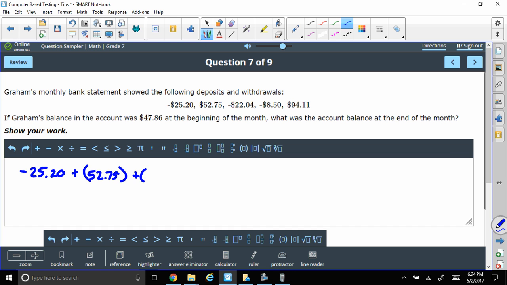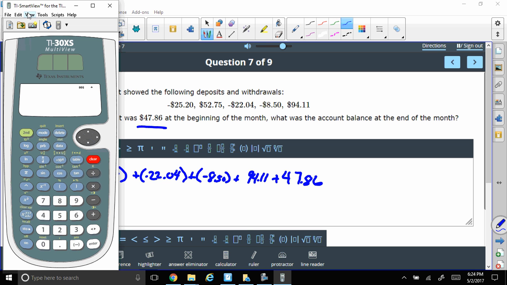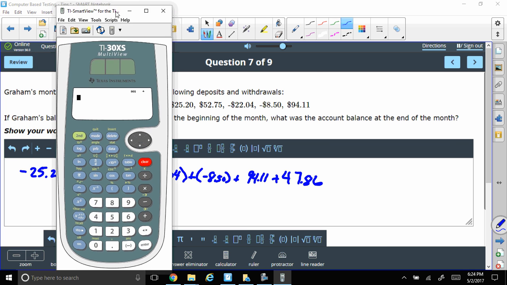So plus negative 22.04 plus negative 850 plus 94.11, and I'm even going to add on the balance that he had at the beginning, so I'm going to add another $47.86. So I'm going to use my calculator to do all this, so that way I don't have to knock myself out. So you have tools. I know you could add them up if you wanted to in your head, but why bother? So use the calculator to help you out.